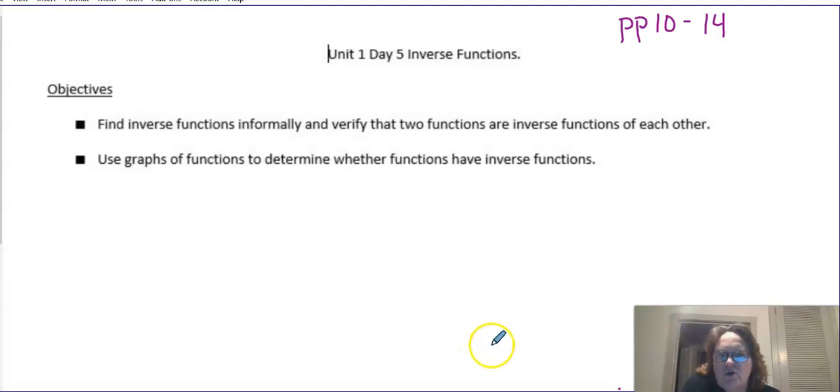Sometimes we think of inverse functions as opposite, but they're not exactly opposite. One of them undoes the other one, and I'll show you what I mean by that. So these are just our objectives for this first section. We're going to look at graphs first, and then we're going to look at finding inverse functions algebraically.